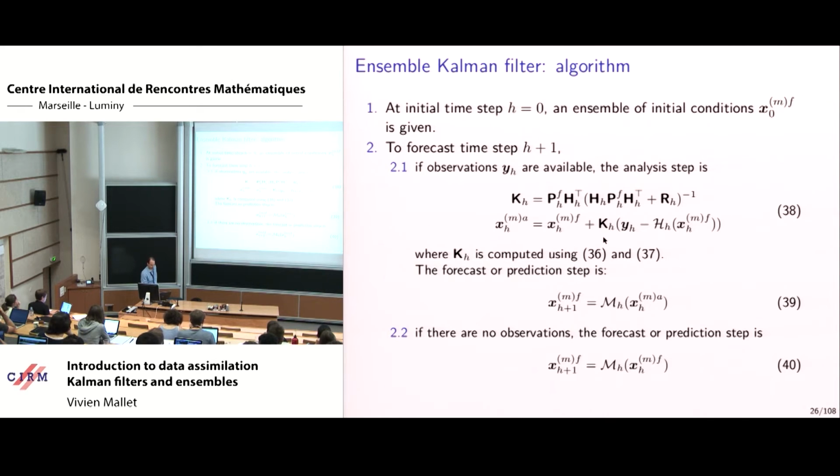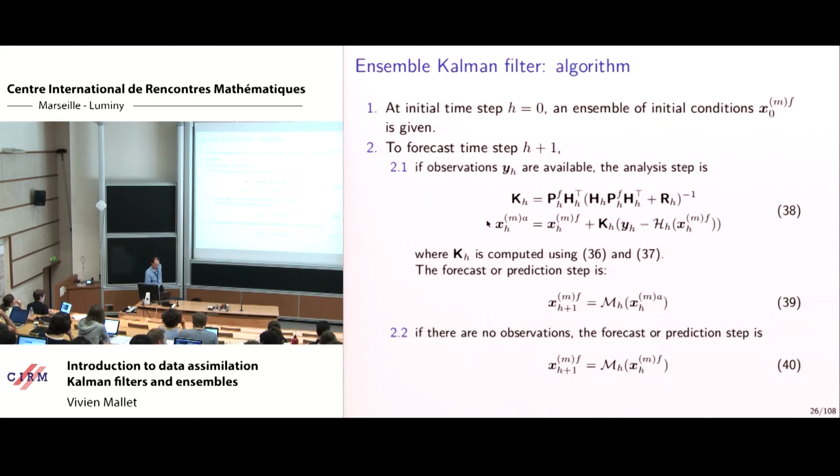Except that the point was how to compute this K matrix. Because you have this PF, this PF is computed, as I've shown previously, as the empirical variance of your ensemble. Which means that the analysis for all the members depends on each other through that matrix K, or actually through P. P depends on all the members.